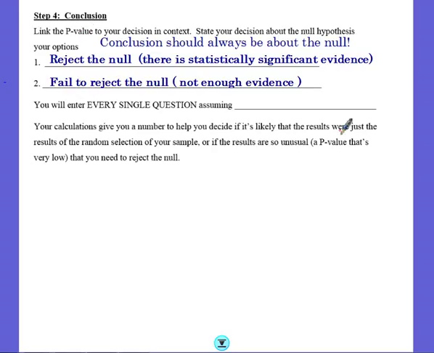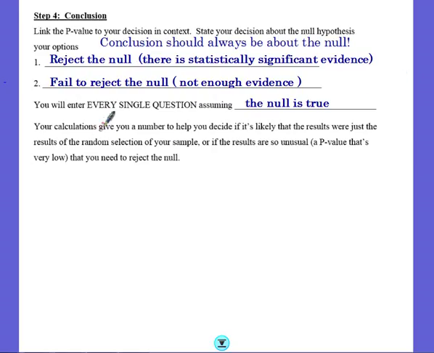Or you can do something that's called failing to reject the null. That's basically saying there's not enough evidence. You will enter every single question under the assumption that the null is true. Because basically if you go into the problem thinking that you're right, you're not really working with the null. You're kind of creating a bias towards your response.